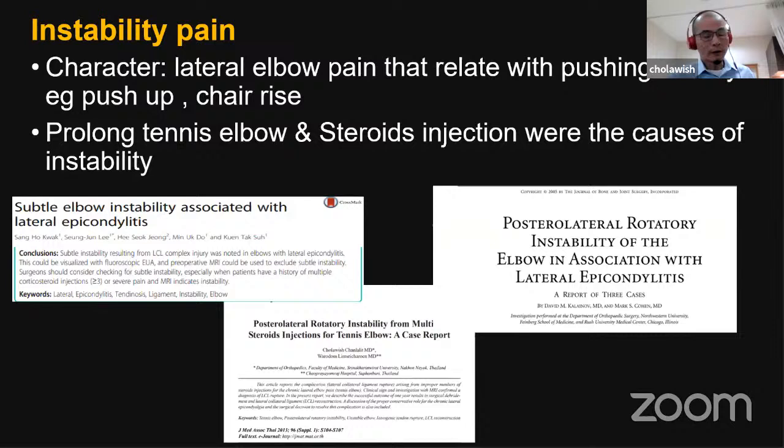Another cause is instability pain. The pain at the lateral elbow, the character of instability pain, is related to pushing activity, such as a push-up or Chair test. Prolonged tennis elbow and steroid injection were causes of instability. We have much literature documenting this, and Professor Park also showed a paper on it. We also found many people who had steroid injections and had ruptures.